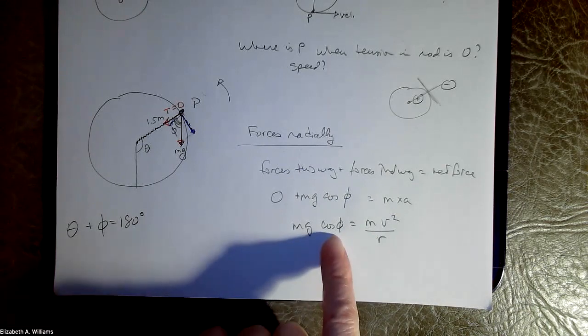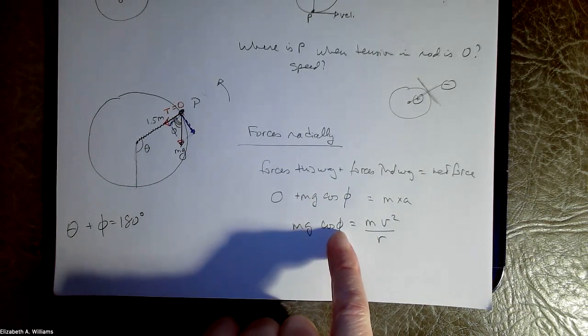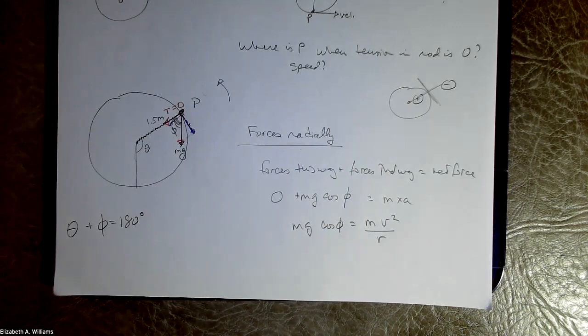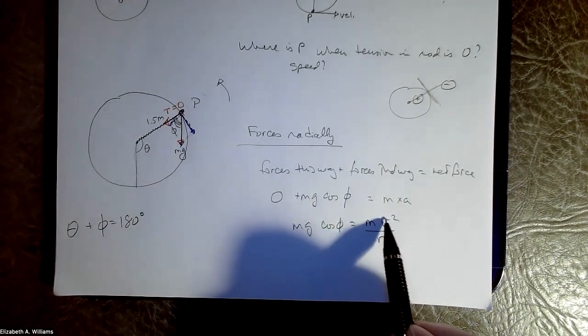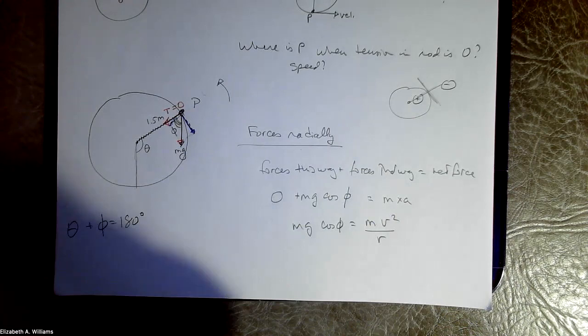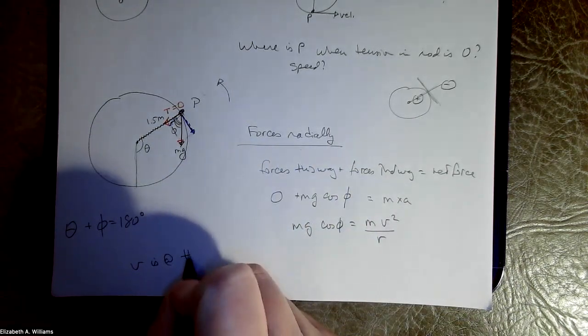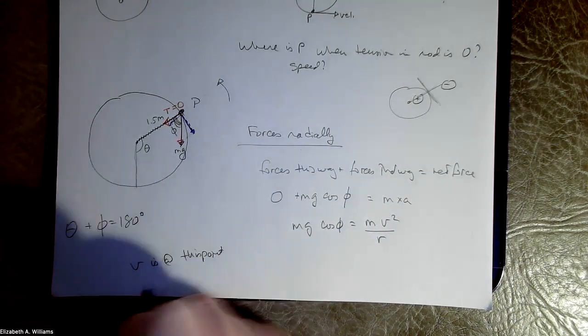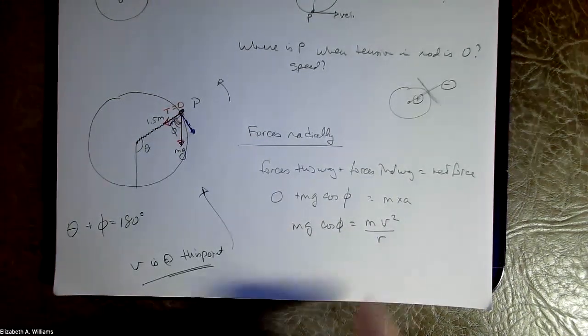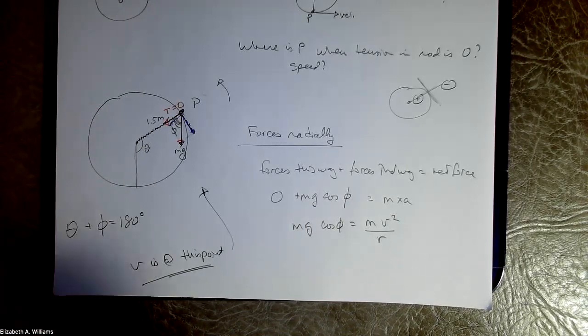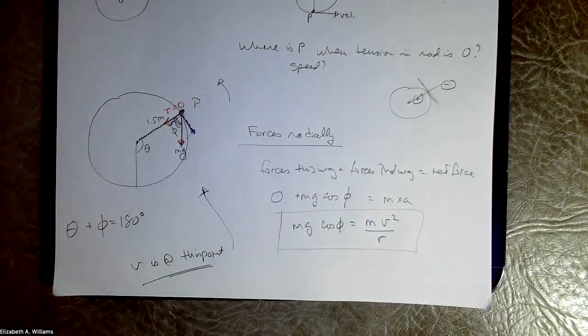The first question is, where the hell is P? I need to figure out phi, and then I can figure out theta, and I can tell you where you are. And the next question is, how fast are you going? So V is at this point. Okay, so I think I'm going to need another equation, because simultaneous equations. Okay, but this is the way.